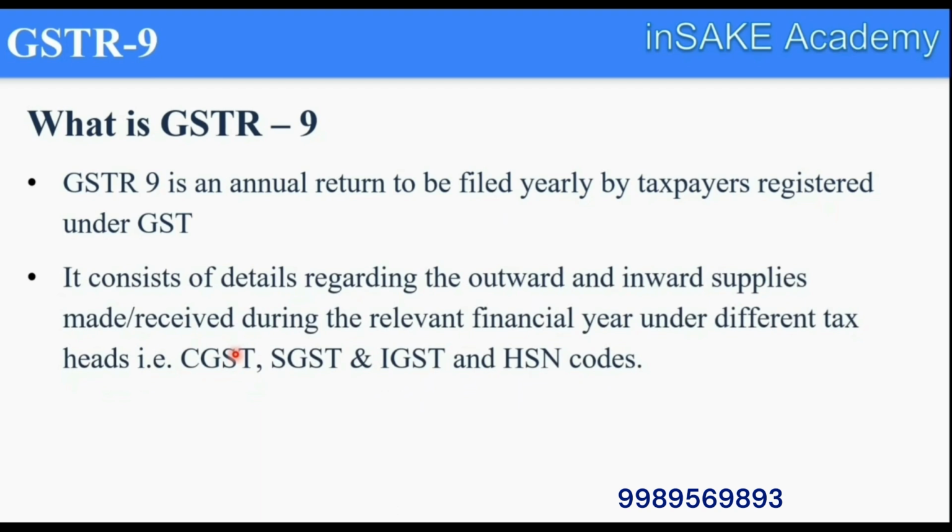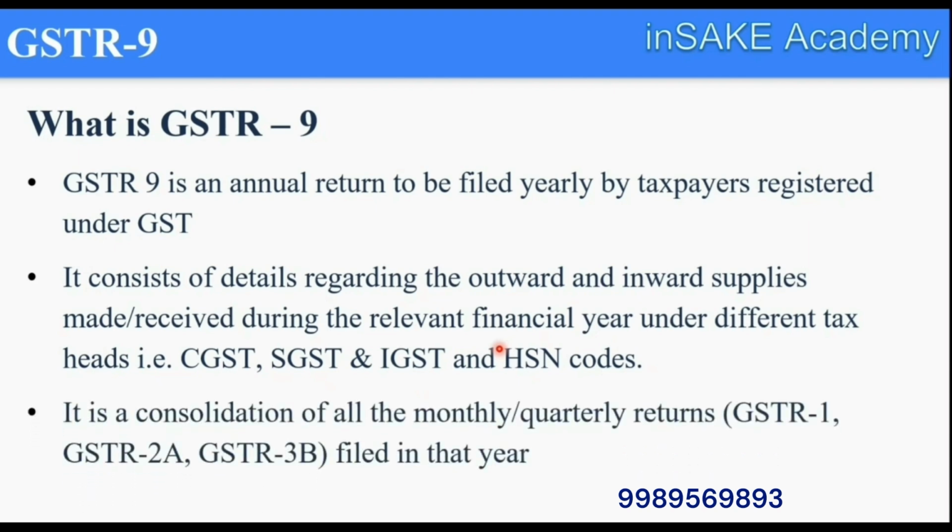It consists of the details regarding the outward and inward supplies made and received during the relevant financial year under the different tax rates: CGST, SGST, IGST, and HSN. So we will disclose the CGST separately, SGST separately, IGST separately, and also based on the HSN 4/2 separately.